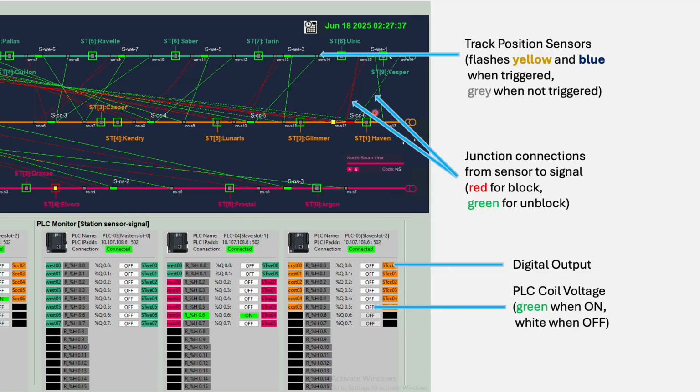Moving downwards, we have the PLC digital output and the corresponding PLC coil voltage. The PLC coil voltage will be green if it is on and white if it is off.